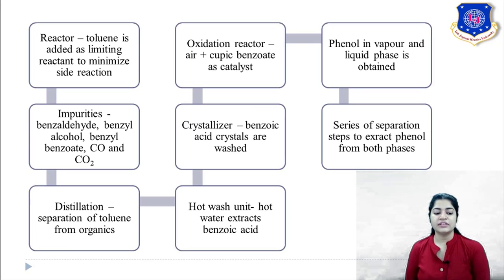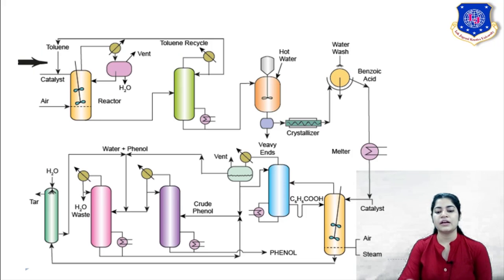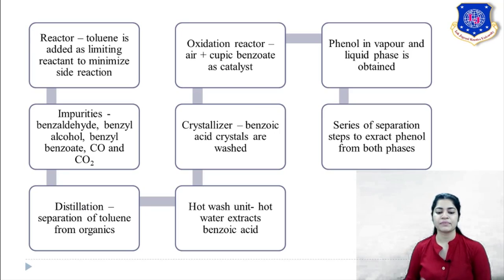Now the organic stream is sent to the hot wash unit, where hot water extracts the benzoic acid. Here you can see the hot wash followed by another water wash. Finally you get your benzoic acid, which is then sent to the second reactor, the oxidation reactor, where air and cupric benzoate are fed.